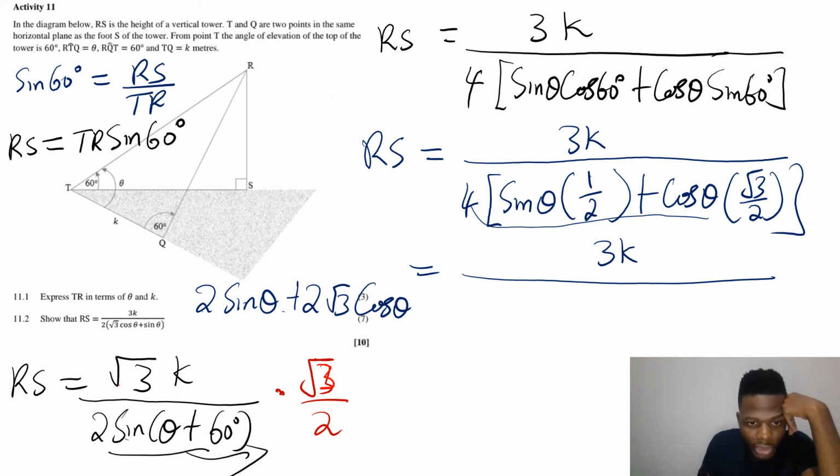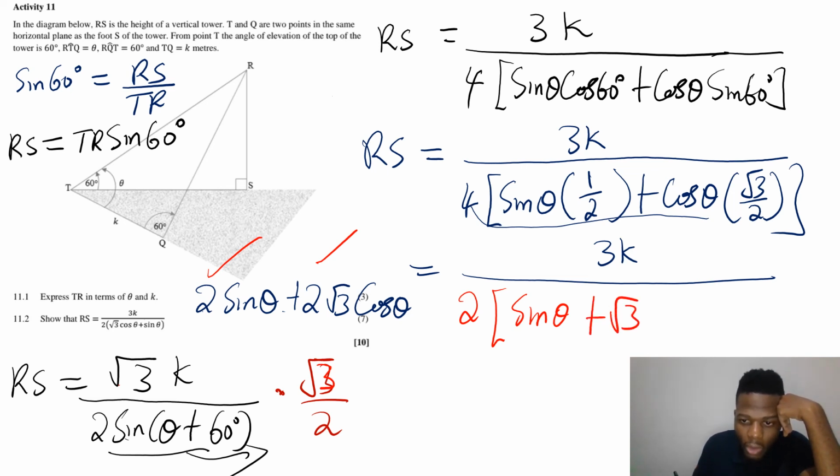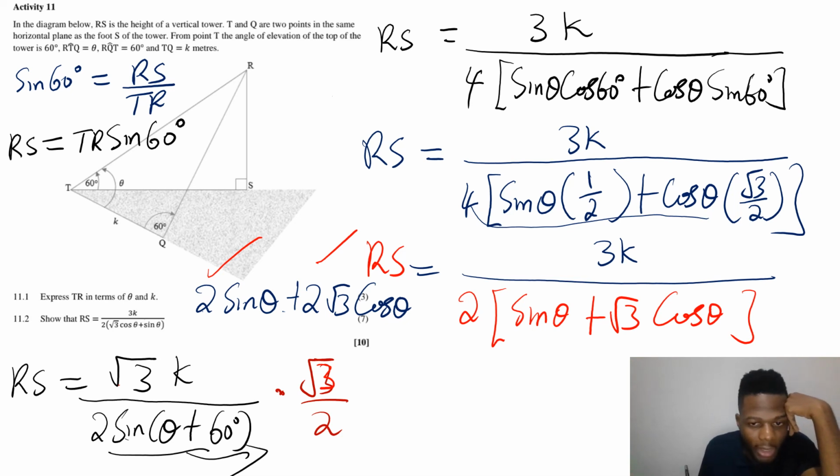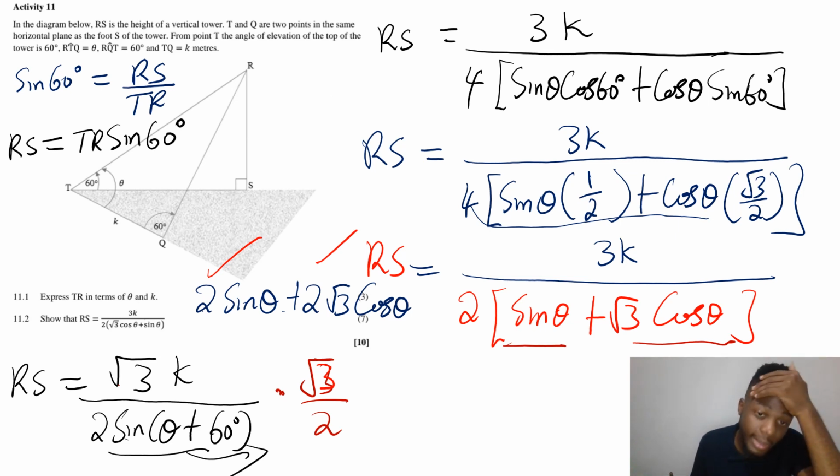If you check, we have a common factor of 2. Let's take it out. We have 2, and then we are left with sine theta plus, and with the root of 3 cos theta, and all of this is equal to RS. So I think we have proved that. We have proved indeed that RS is equal to 3k over 2 into root of 3 cos theta, as you can see here, plus sine theta. So we are done with that one. It was worth 7 marks.